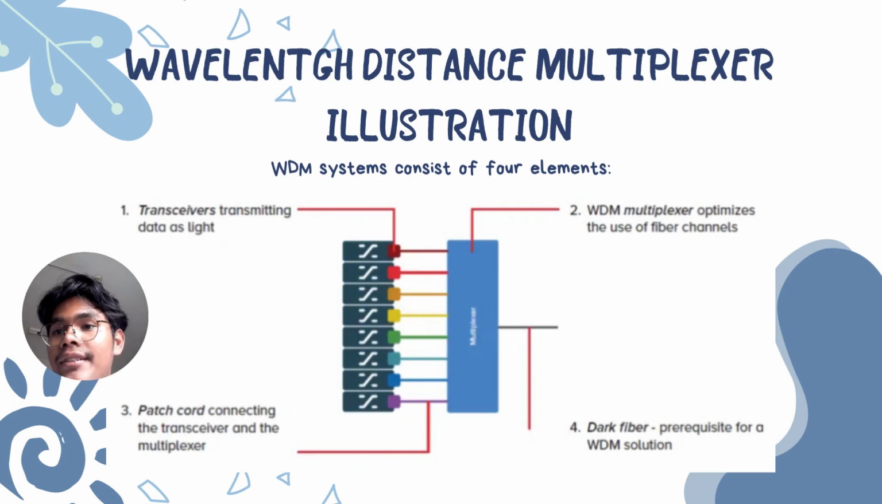Let's take a look at its illustrations. A WDM system consists of four elements. First is a transceiver, which transmits data as light. Second is a WDM multiplexer, which optimizes the use of fiber characteristics. Next are the patch cords, connecting the transceiver and the multiplexer. And lastly is dark fiber, created for WDM solutions. What you see is only one line.